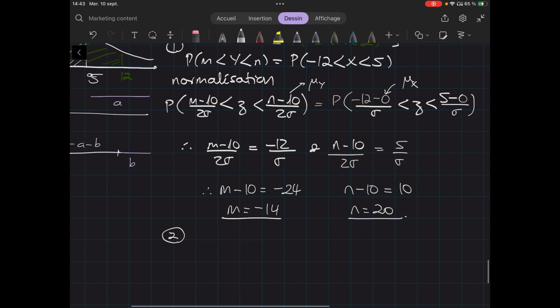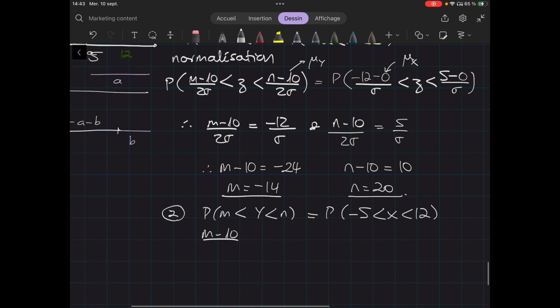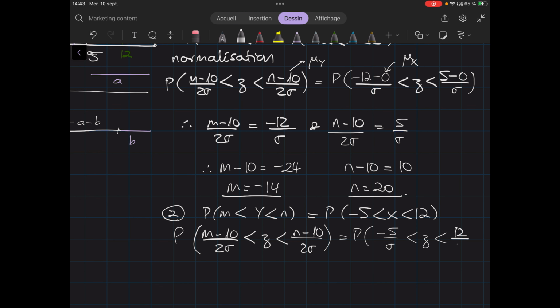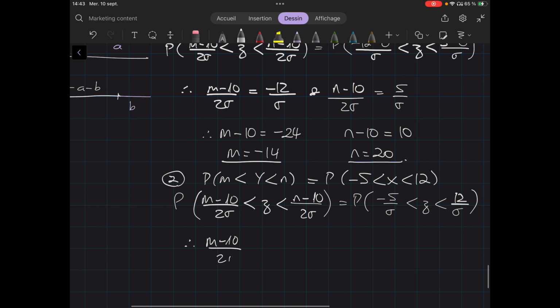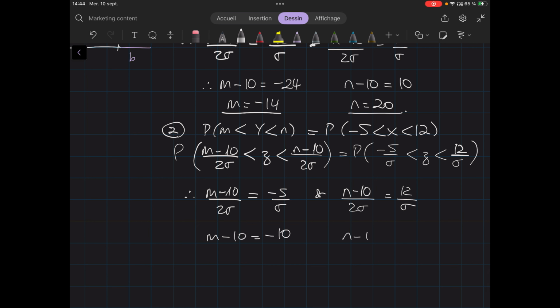C2 asks for the other possibility. So we'll do the normalization process again. But this time, x is between negative 5 and 12. Normalizing this, we'll get m minus 10 divided by 2 sigma is equal to negative 5 divided by sigma, and n minus 10 divided by 2 sigma is equal to 12 divided by sigma. Now we just need to solve for m and n. m is therefore 0 and n is 34. So those are your two possibilities. This is the end of question 7.